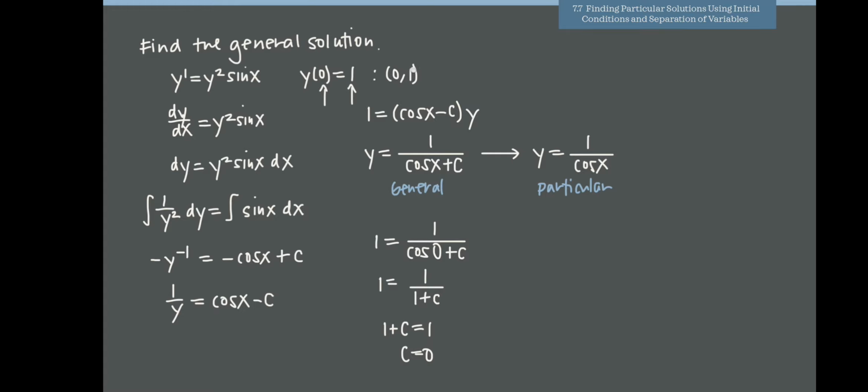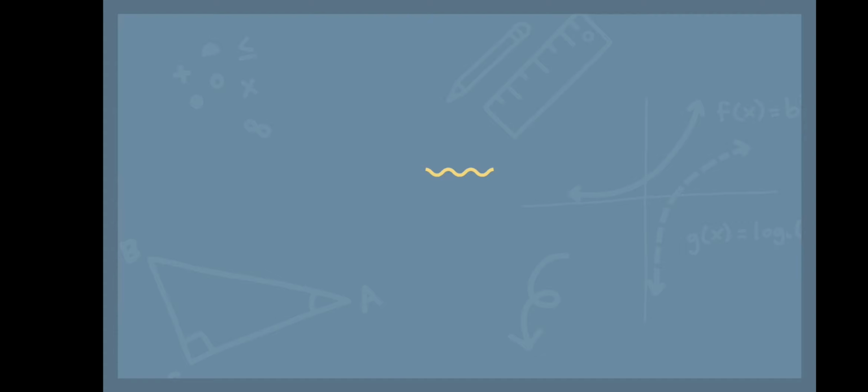So the takeaway here is just the idea of taking your general solution, plugging in an initial condition, and winding up with a particular solution, which is one specific solution that happens to pass through a specific point in the slope field.